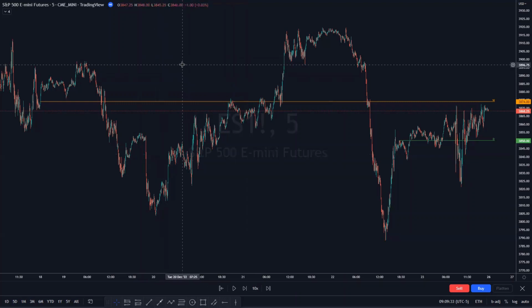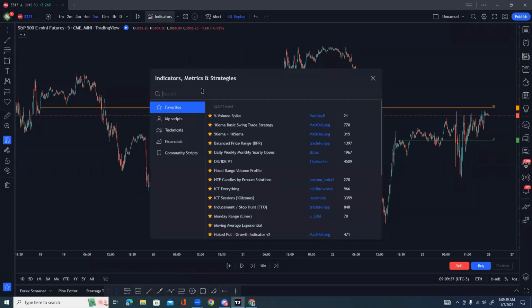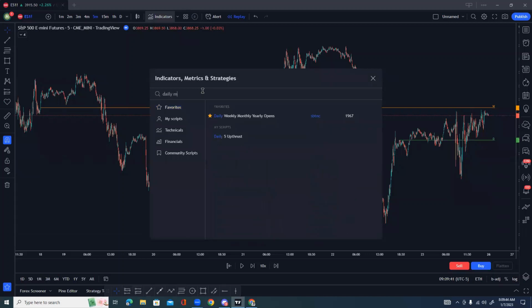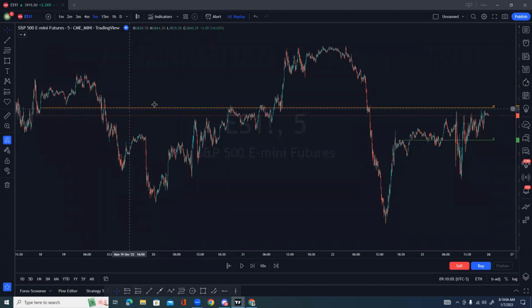Where do I get this indicator? Well, it's free on TradingView, so you just go into your TradingView indicators and search for daily, weekly, right here, and then it's this one. It's SBTNC, so that's the one that I use. There's a number of these, but the ones that I use is daily, weekly, monthly, yearly opens at SBTNC. So once you click on that, it will go into your chart, and you will see that it starts plotting the weekly plot line.